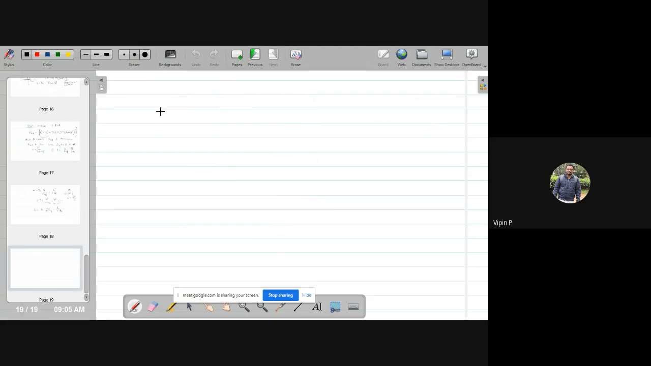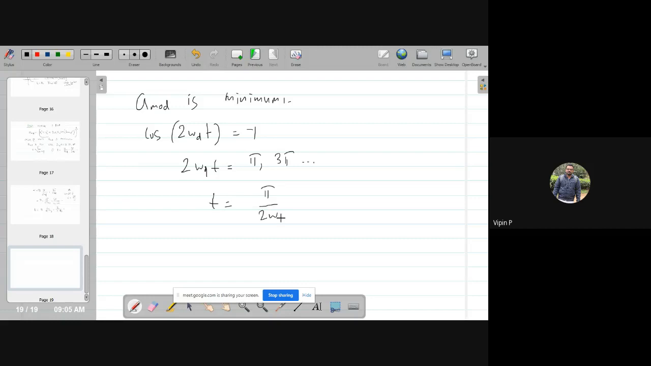Now, if we check at what are the times at which A mod is minimum, that's when 2 omega d t, cos 2 omega d t is equal to minus 1, and that's when 2 omega d t is equal to pi, 3 pi, etc. From which we can find out that the times are pi by 2 omega d, 3 pi by 2 omega d, etc. So these are the times at which A mod is minimum.